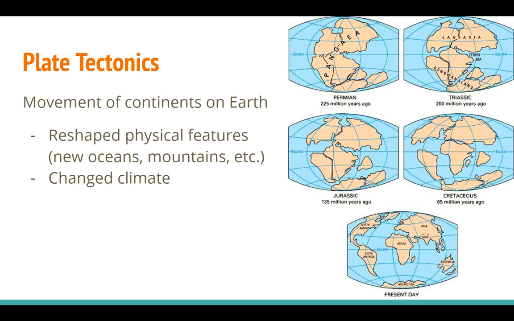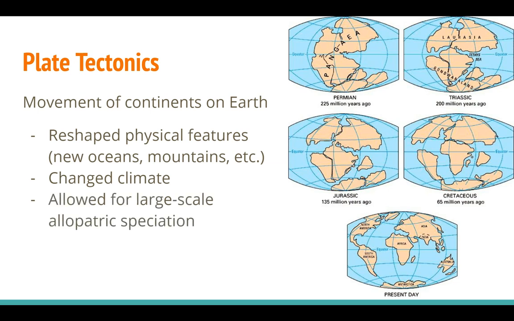As these continents moved across the Earth, they became warmer or cooler or wetter or drier, which also affected the natural selection that was happening in that area. And this allowed for really large-scale allopatric speciation. What does allopatric speciation mean?